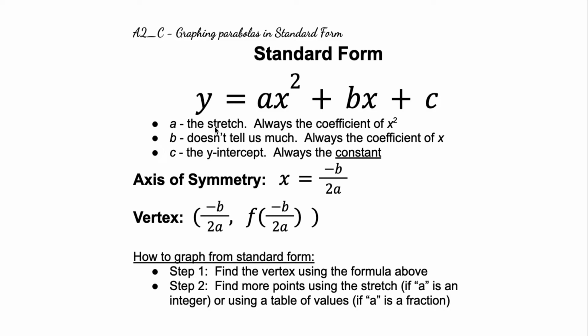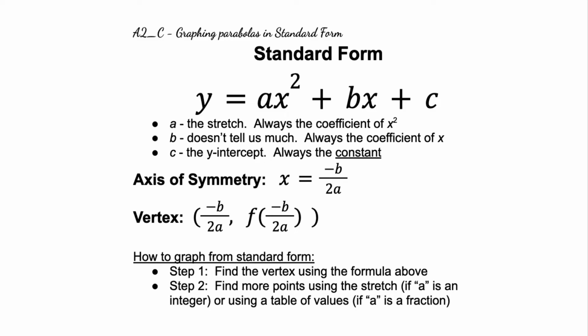And then a is the stretch. It's the coefficient of x squared. B, it doesn't tell us much, but it does have something to do with where the vertex is. That's always going to be the coefficient of x. And then c is our y-intercept, which is the constant, no variable attached.